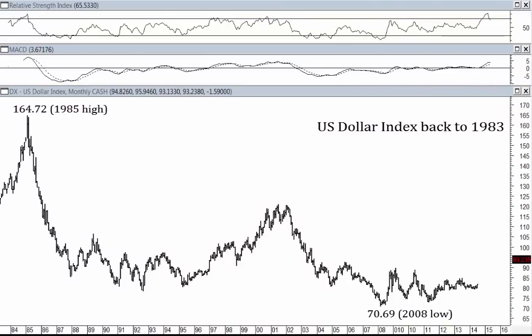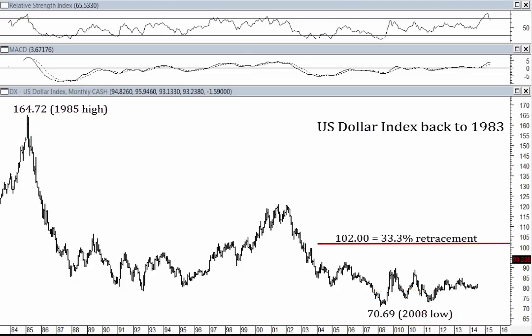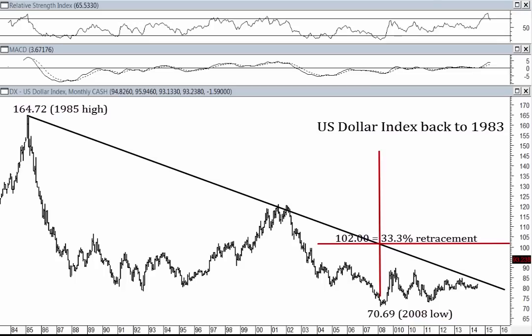For instance, in this monthly US dollar index chart, you can see that over the last 30 years, the price extremes have been the 1985 high and the 2008 low. The 1/3 or 33% upward retracement off the 2008 low is found at 102 even. Projecting a descending trend line from the 1985 high through the 33% retracement where it intersects in time with the 2008 low will convey a long-term descending 1/3 speed line.